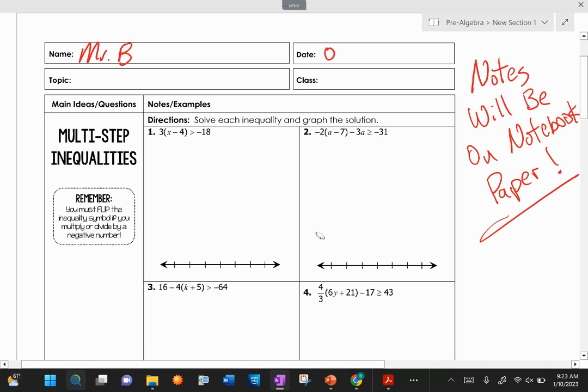All right, today is the 10th, I believe. This is lesson 3.2. 3.1 was single step inequalities.